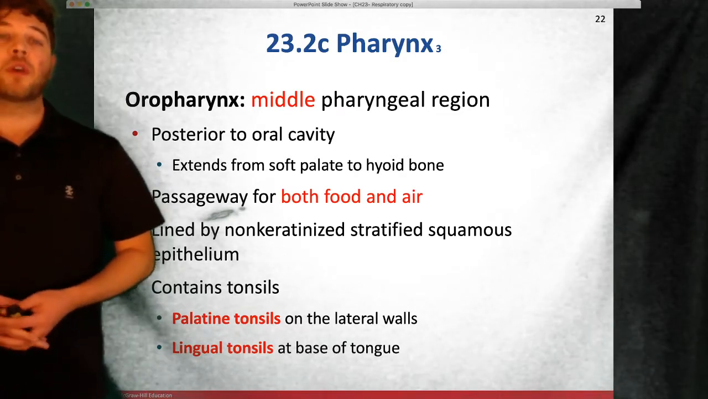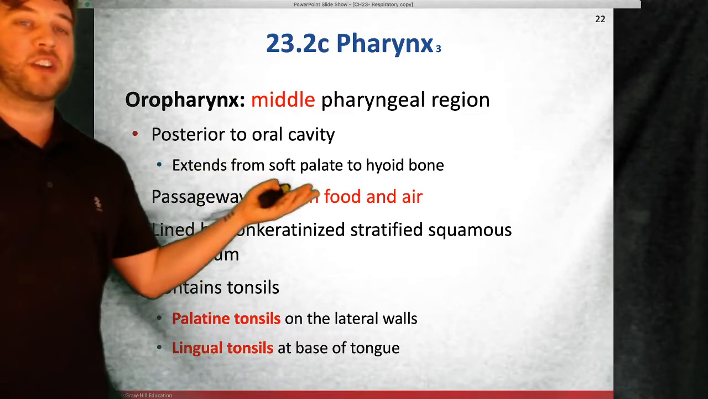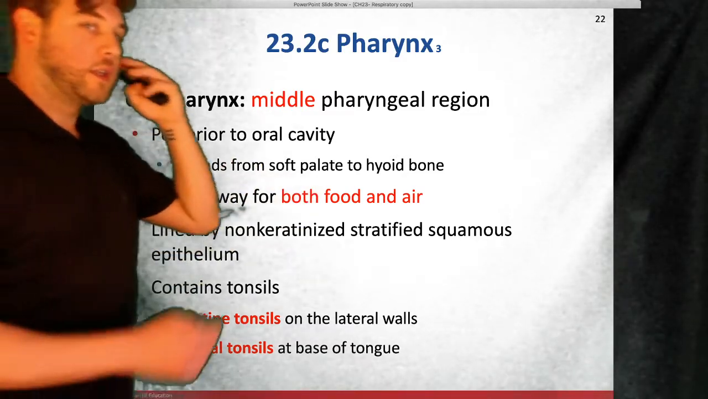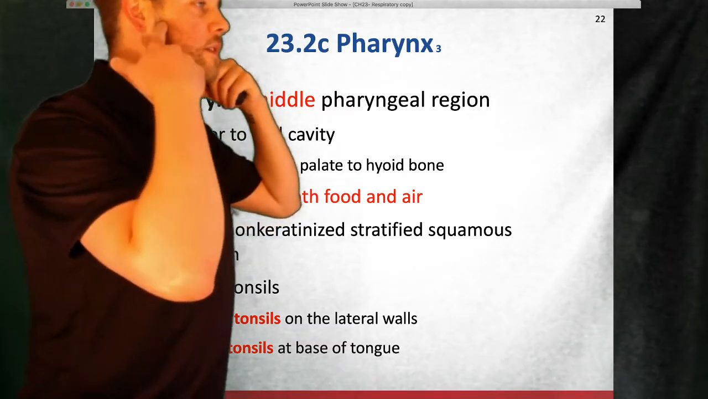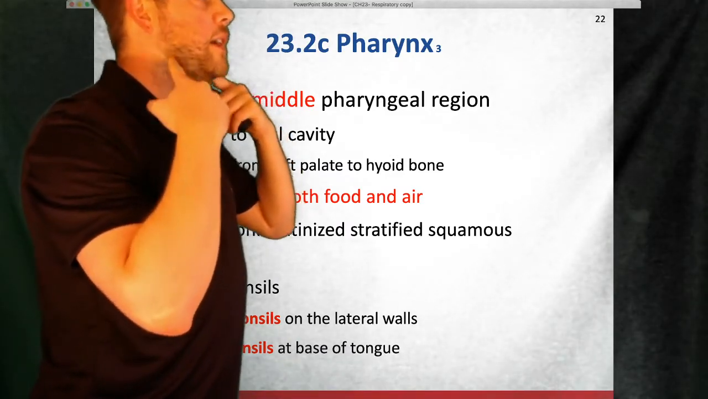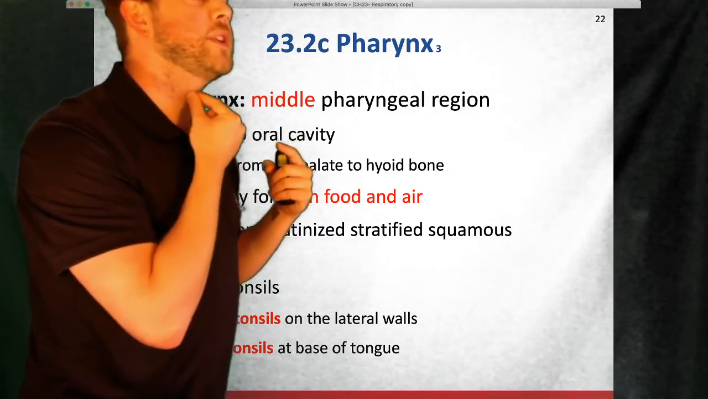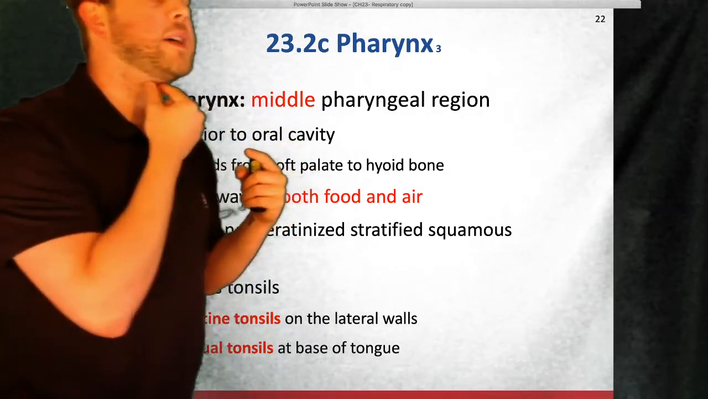Moving down, the oropharynx is the middle region. It's posterior to the oral cavity and extends from the soft palate to the hyoid bone. The soft palate is the posterior region of the top of your mouth. And the hyoid bone is right above, if you have an Adam's apple, or if you can feel your laryngeal prominence, it's just above that.